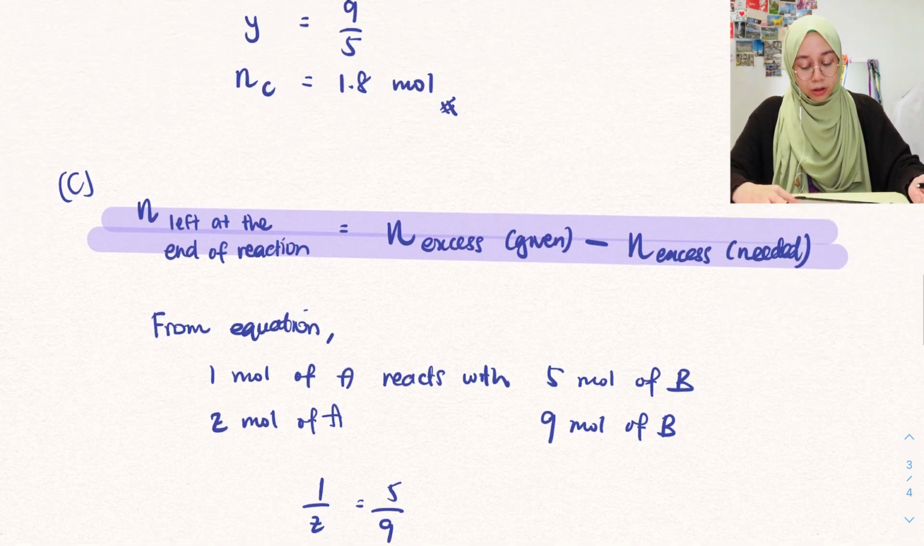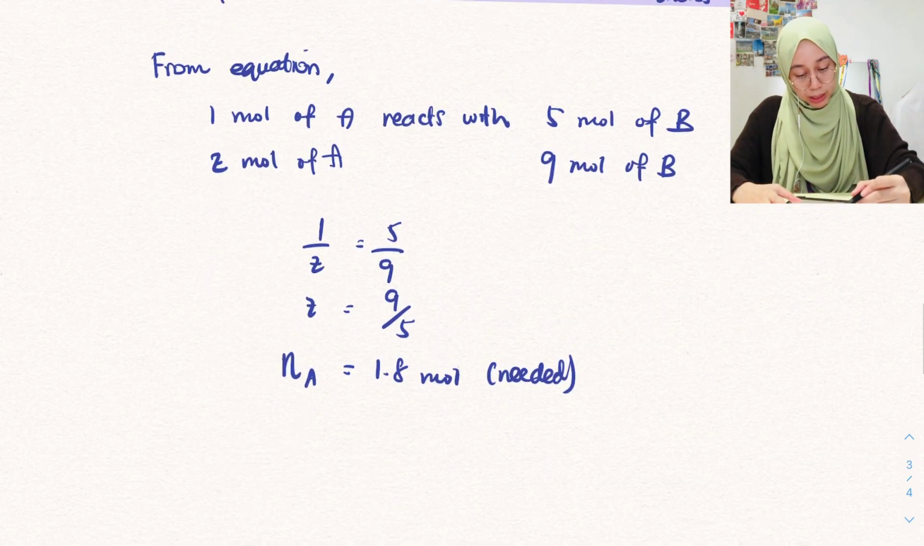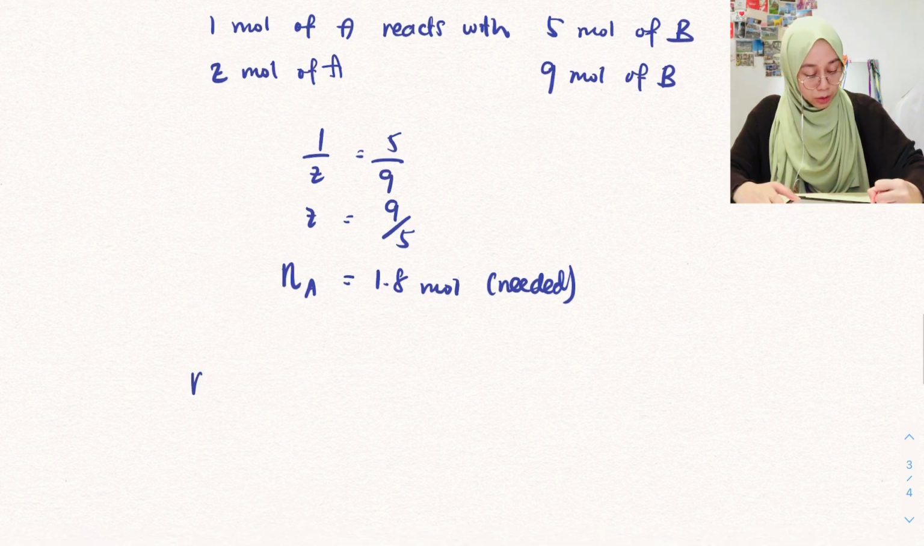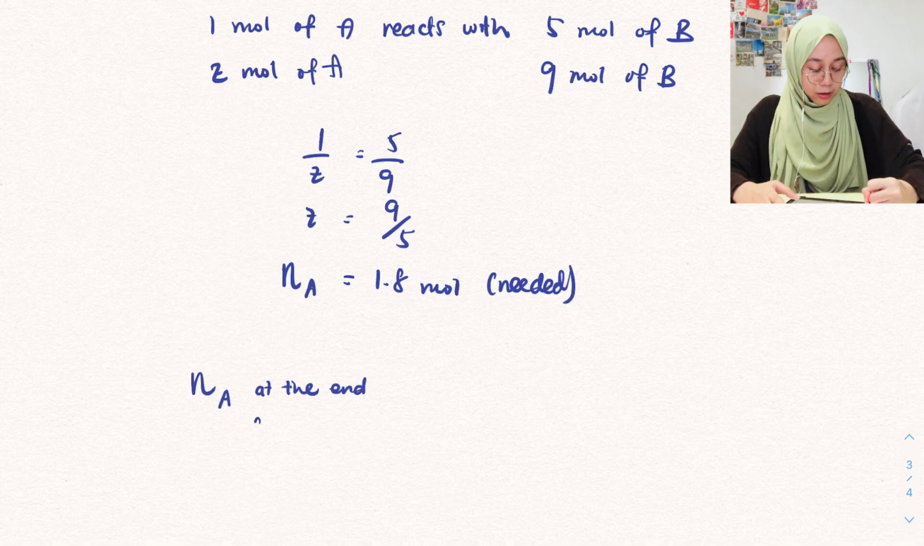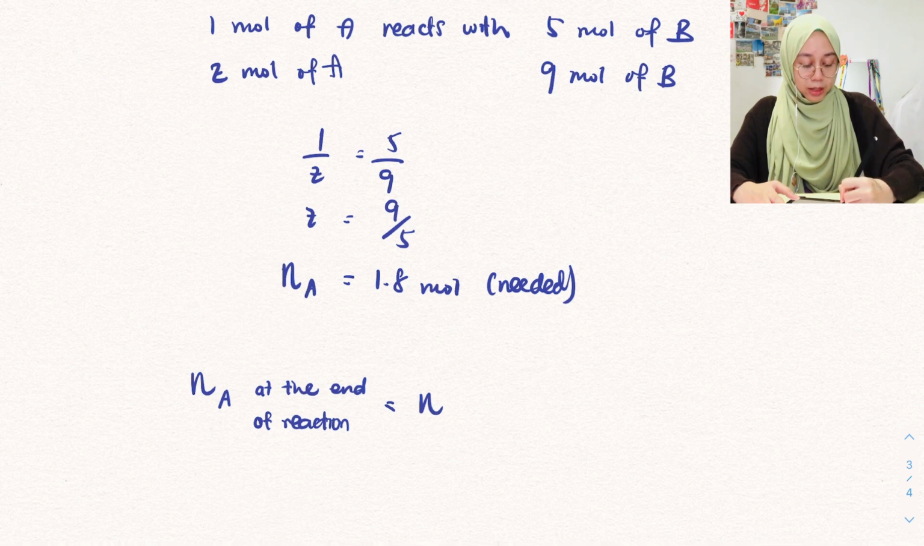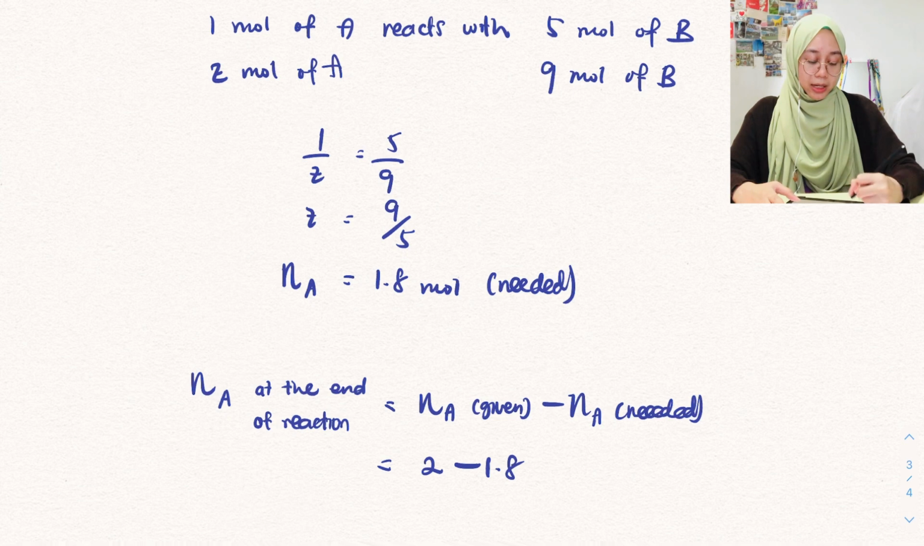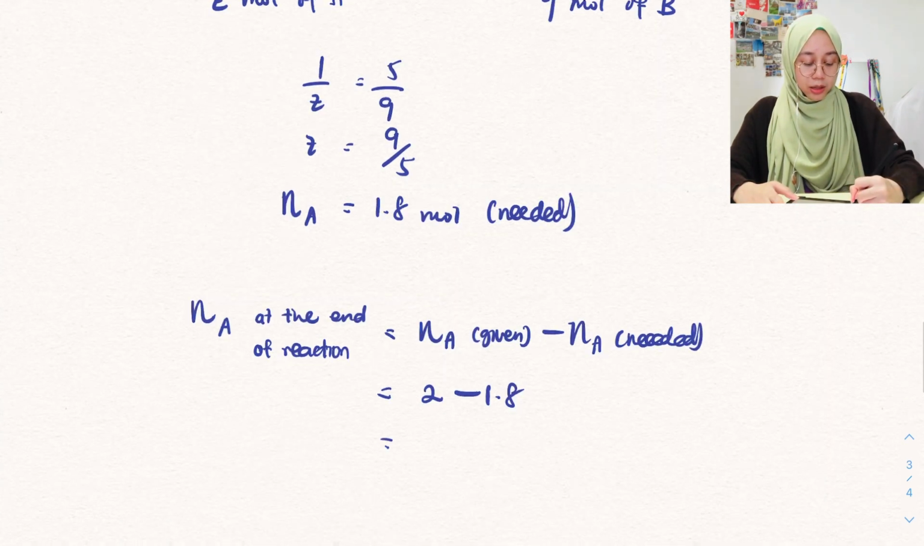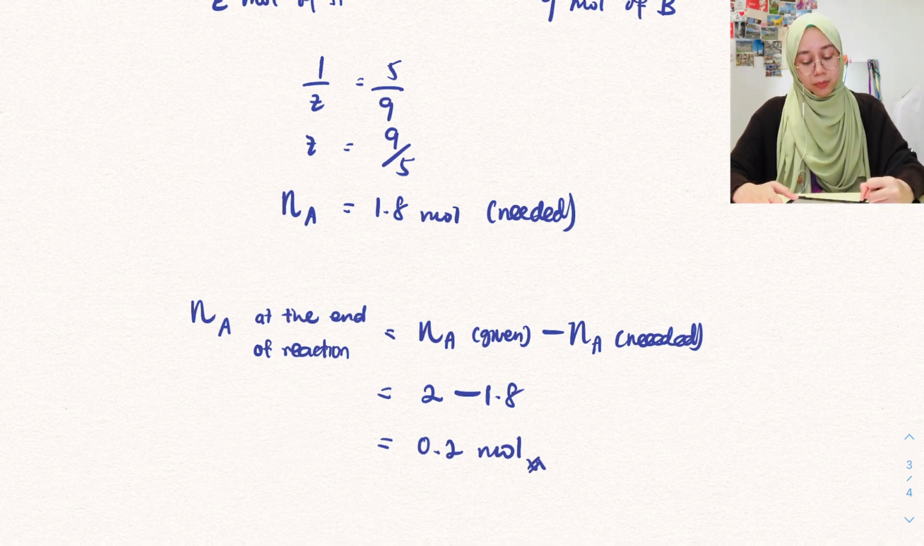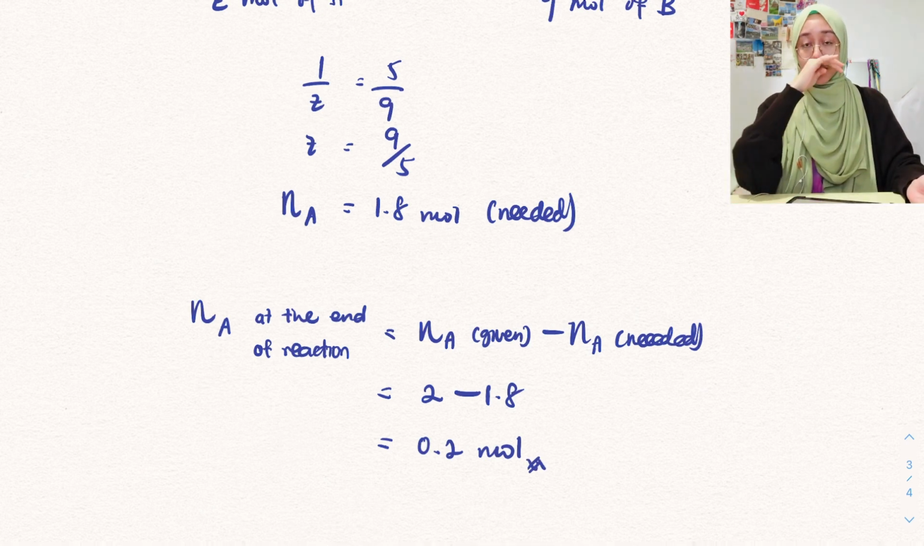Okay, therefore kamu akan dapat, kena kira lah lagi, belum habis lagi kan. Okay, so mol A at the end of reaction equals to mol A given minus mol A needed. So you will get 2 divide pula minus 1.8, so you get 0.2 mol. Okay, so ini adalah mol of A. Okay, jadi settle dah.